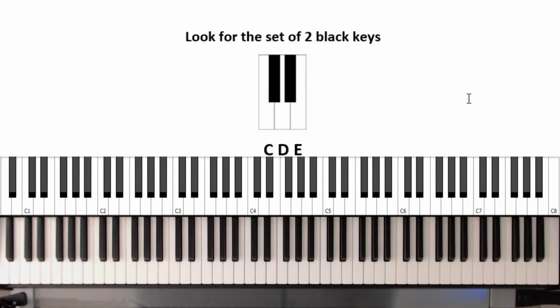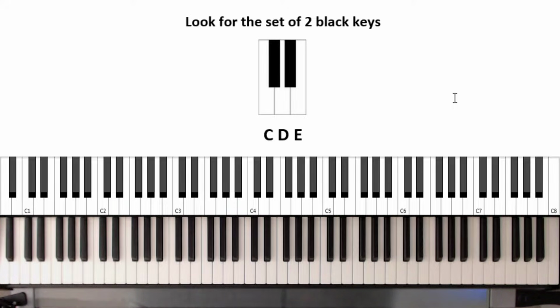So for group 1, our C, D, and E, we're really looking for the set of 2 black keys to show us where we're at. Okay, so I'm going to find a group of 2 black keys, and then I know the notes right below that are going to be C, D, and E. Okay, I'll find another group, 2 black keys right here, notes below that C, D, and E. Okay, let's do one more. Here's a group of 2 black keys, the notes below it C, D, and E.